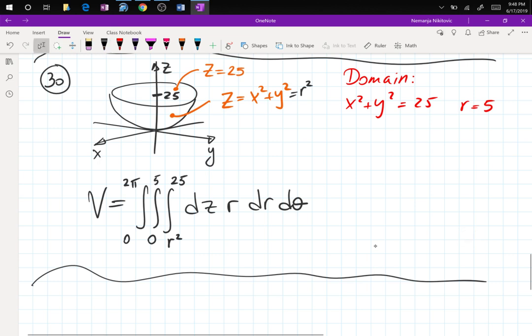You can integrate this quickly. This is going to be 25 minus r squared, which is 25r minus r cubed over 3. That's going to be 125 minus 125 over 3, so 2 times 125 over 3, times 2 pi. The 2 cancels, so 4 pi times 125 over 3. That's it. Integrating this will not be a problem for any one of you.